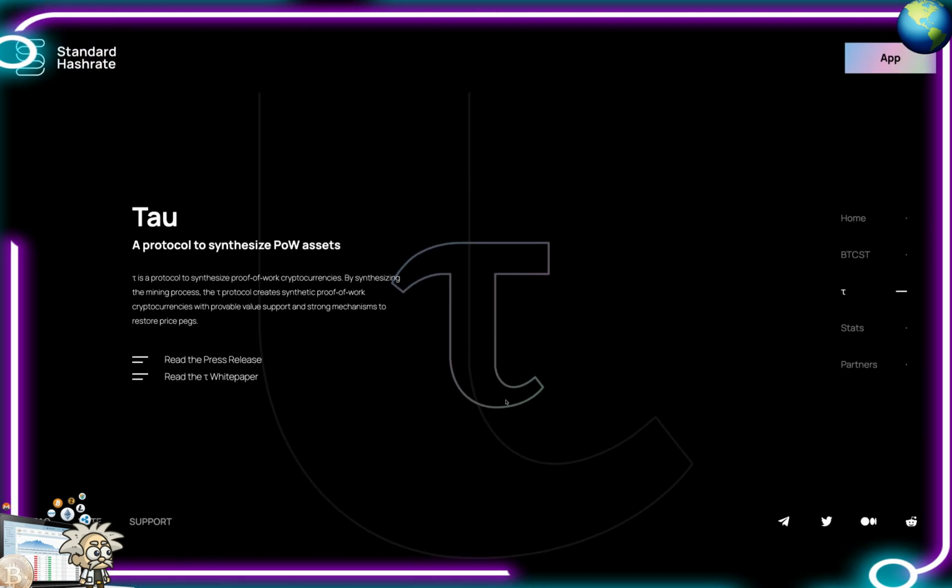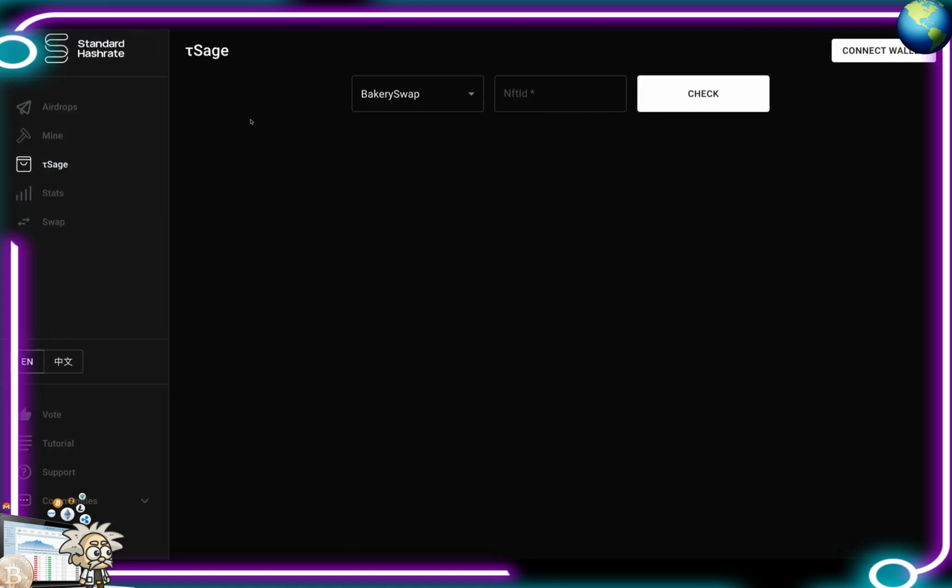Moving on, guys, the TAO, which is a protocol to synthesize proof of work assets. This is a protocol to synthesize proof of work cryptocurrencies by synthesizing the mining process. The TAO protocol creates synthetic proof-of-work cryptocurrencies with provable value support and strong mechanisms to restore price pegs. This is the highlight of today's video, guys. It is TAO Sage, and it can be found, guys, on BTCST's app slash NFT.